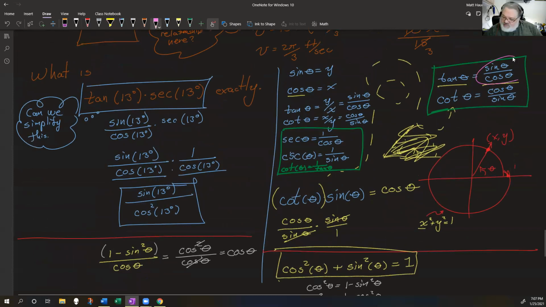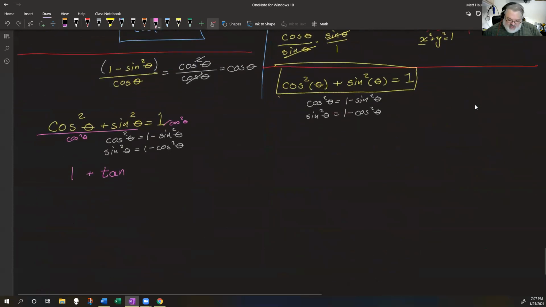Yep. Sine over cosine is tangent. So if it's 2 sines and 2 cosines, that means it's 2 tangents. So it's tangent squared is equal to 1 over cosine squared. Well, 1 over cosine is what? Secant. So it's 1 over cosine times 1 over cosine. So it's secant times secant. So it's secant squared. So that gives us another Pythagorean relationship.